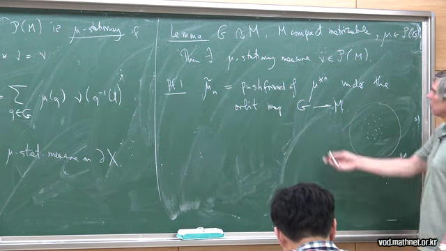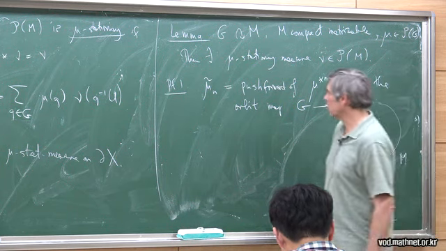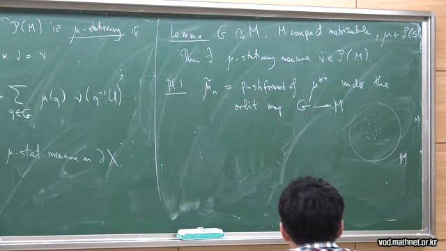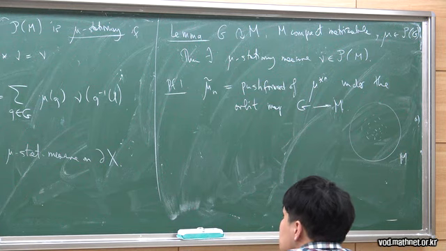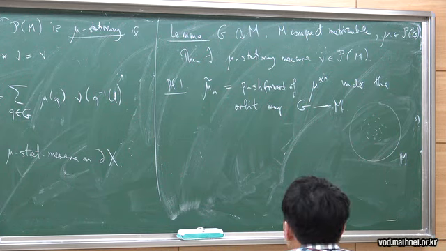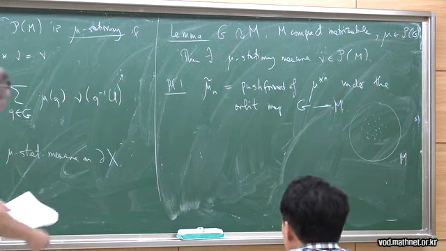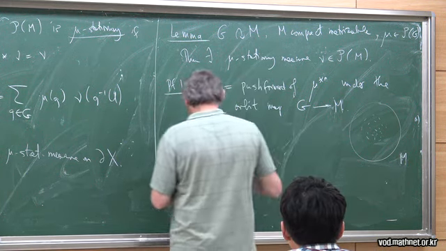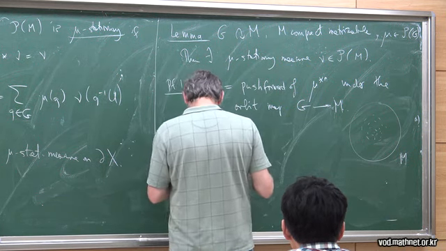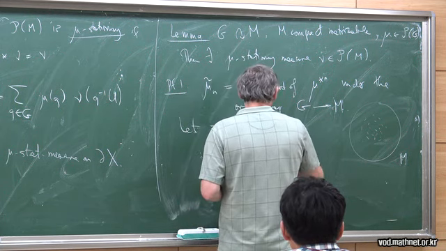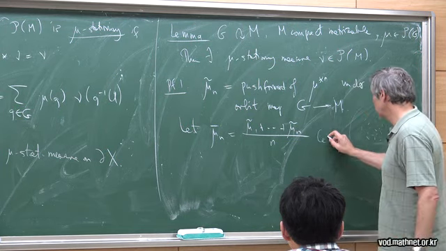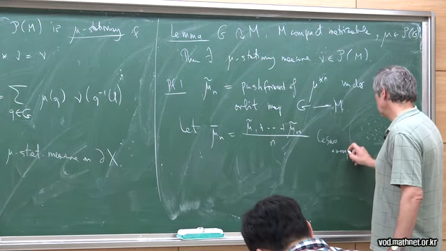Now, one problem is that the limit may not exist. I mean, we just don't know. In analysis, there is a standard trick: if you have a sequence that doesn't converge, you make another sequence that has a better chance of converging, and that's the Cesàro averages. You replace the nth element of the sequence by the average of the first n elements. Like 0, 1, 0, 1, 0, 1 doesn't converge, but when you average, it converges to a half. So this is exactly what we do. Let mu n bar be mu 1 tilde plus through mu n tilde, over n. This is just a Cesàro average of these.